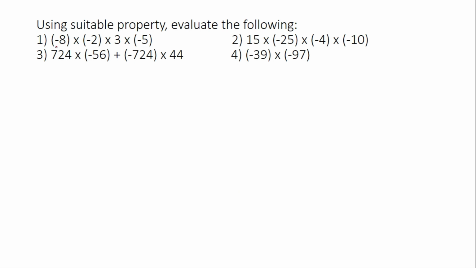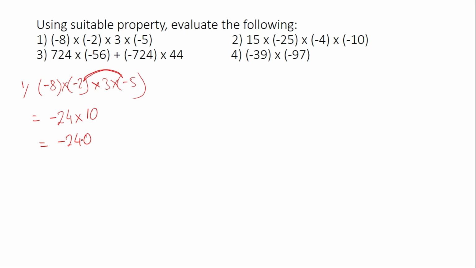In this question, we have to evaluate the following by using suitable property. That means, number 1, minus 8 into minus 2 into 3 into minus 5. So using suitable property means, if we get them together, then what we will get? We will get 10. So minus 8 into 3 is minus 24, into minus 2 into minus 5 is 10. It will be minus 240.